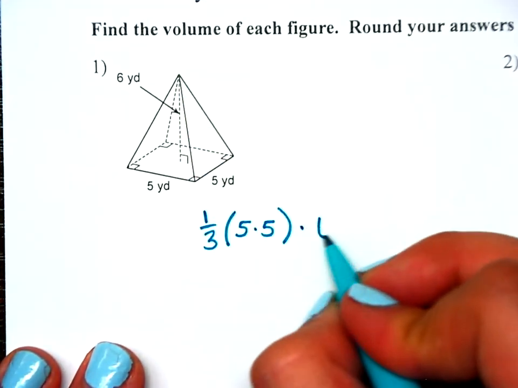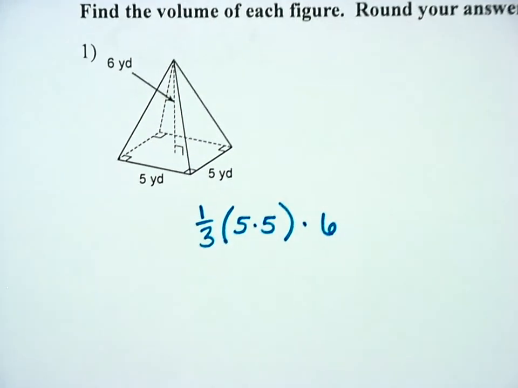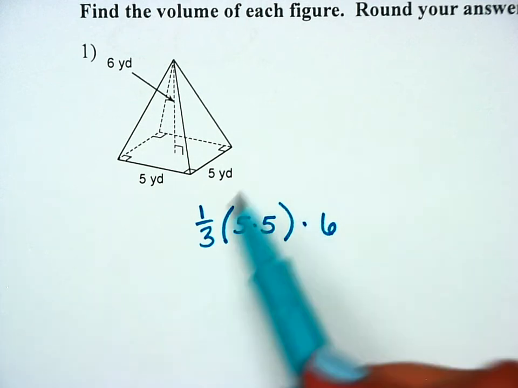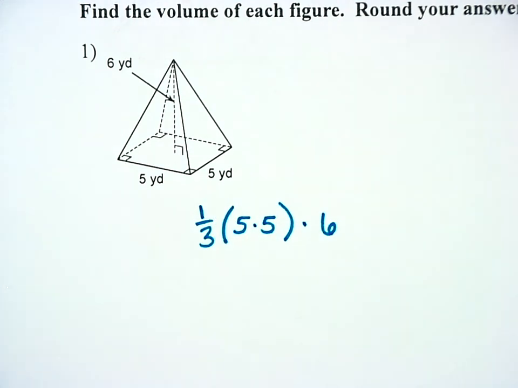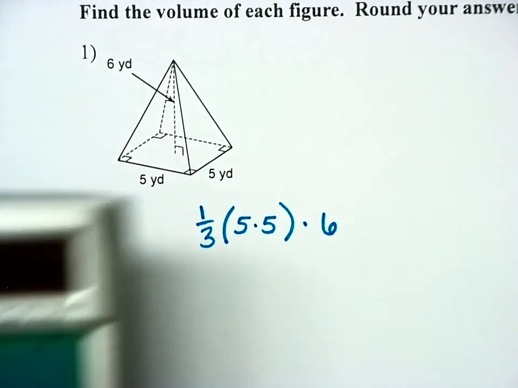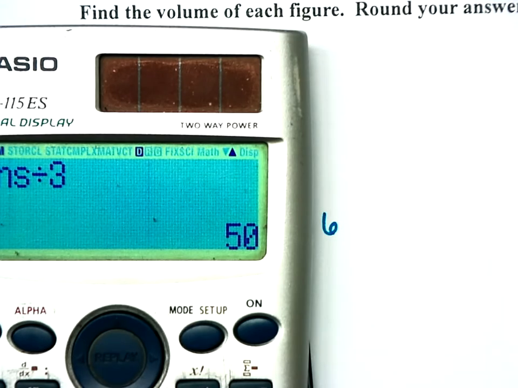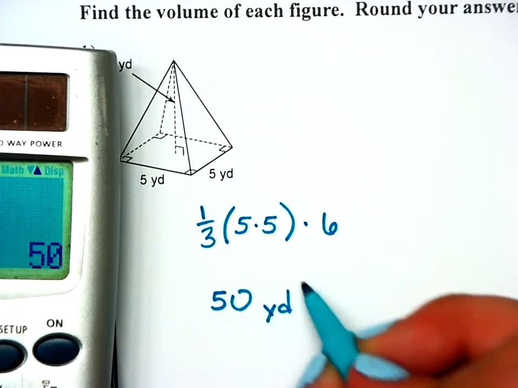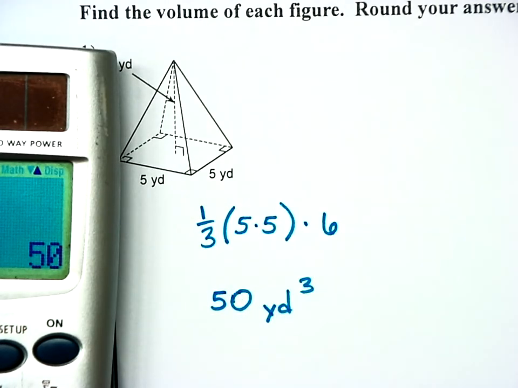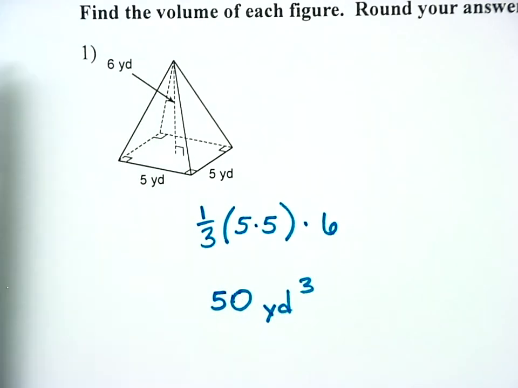which is 6. Okay, so in our calculator, we just have to multiply everything. So we've got 5 times 5 times 6, and then again, you'll see in my other videos, when I have 1/3 in my calculator, I just do divide by 3. So everything in my calculator comes to 50, so I've got 50 yards cubed. Never forget your units when you are doing volume.